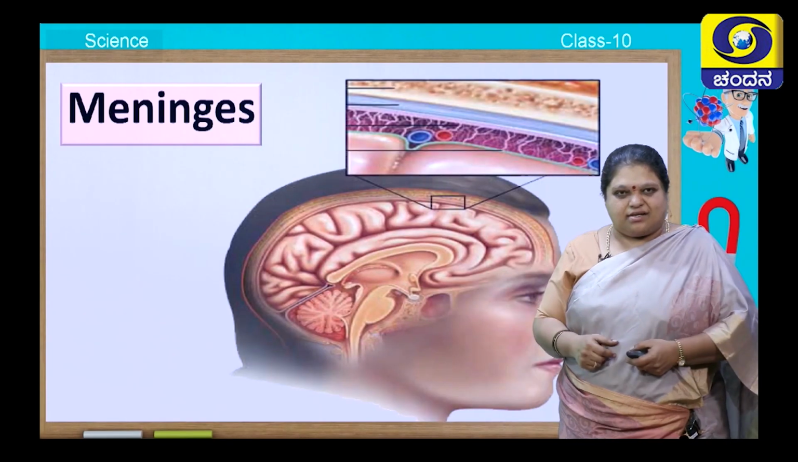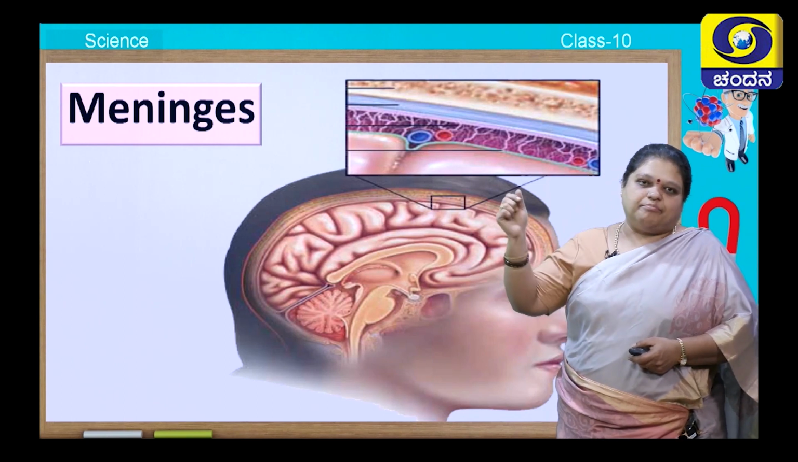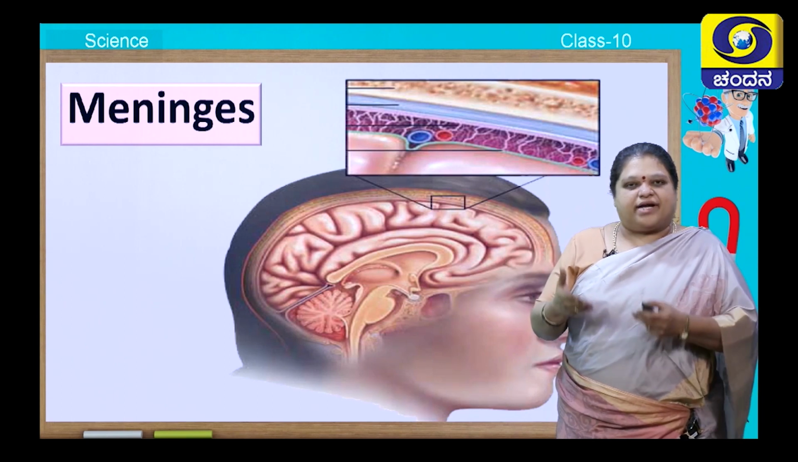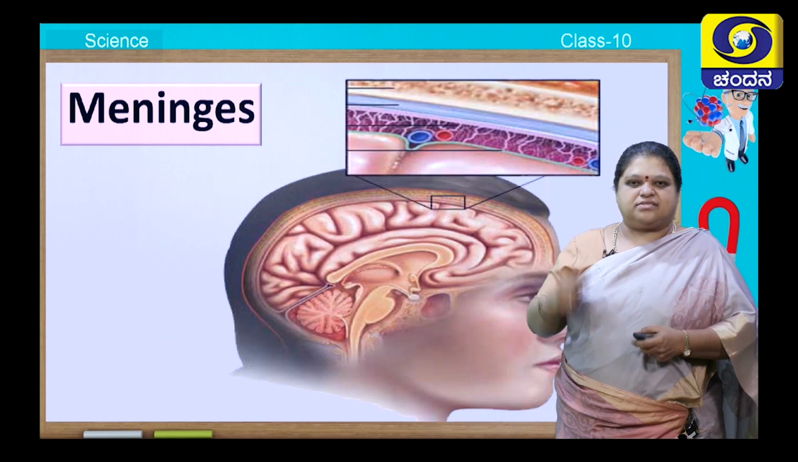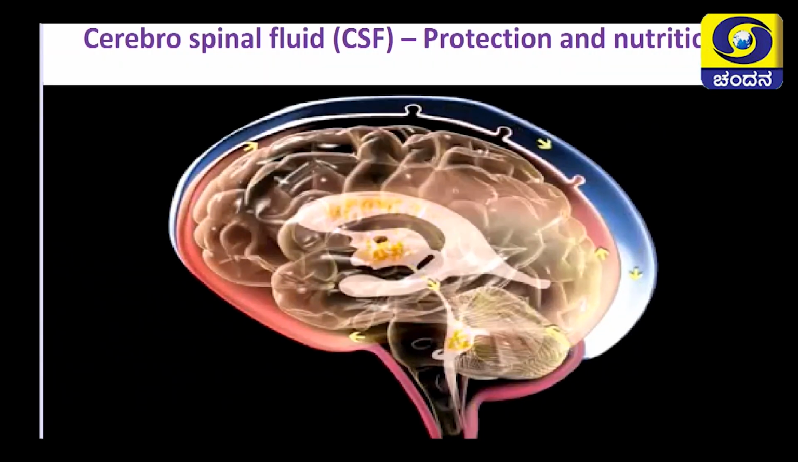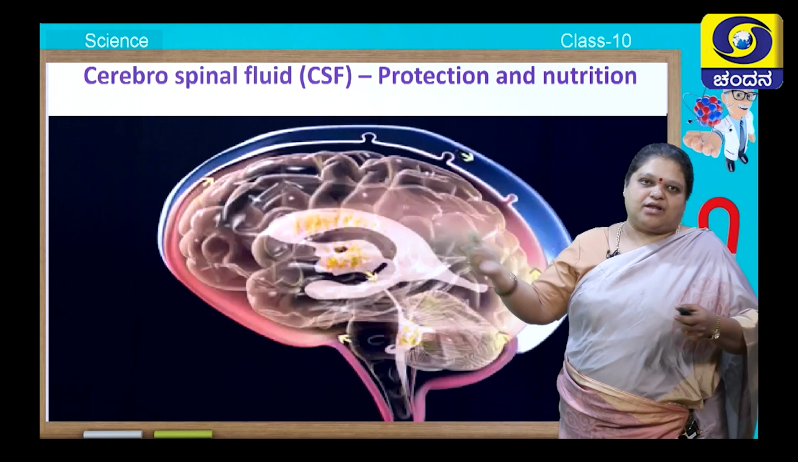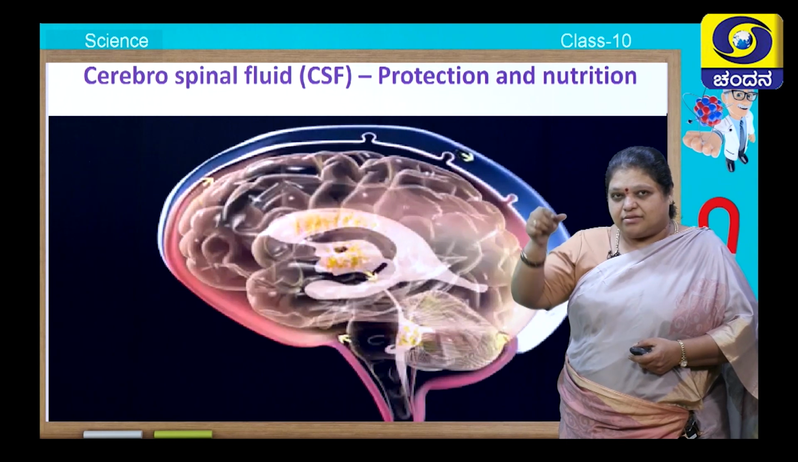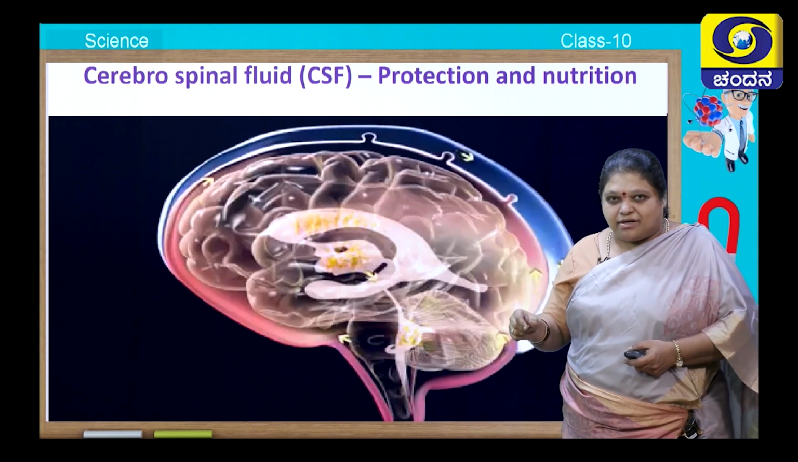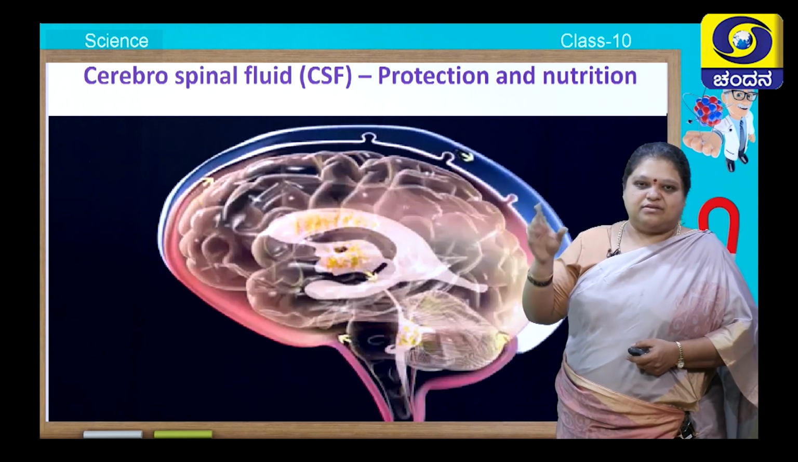Next, inside the skull you find three membranes surrounding the brain. You call them as meninges. They provide nutrition to the brain. Next, along with that, we also find in between the skull and the brain, among these membranes, a fluid will move, that you call it as cerebrospinal fluid. It moves from brain to spinal cord and from the spinal cord to the brain. So it acts as a transport system, providing nutrition to these parts.